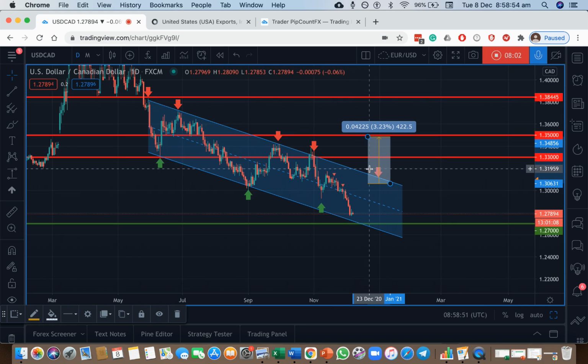Lower interest rates in the United States, higher oil prices, and negative current account balance in the US relative to Canada's positive current account balance. And we have the recipe for a good short sell in this currency pair. So I hope that makes sense. But here's an update for the USD CAD.